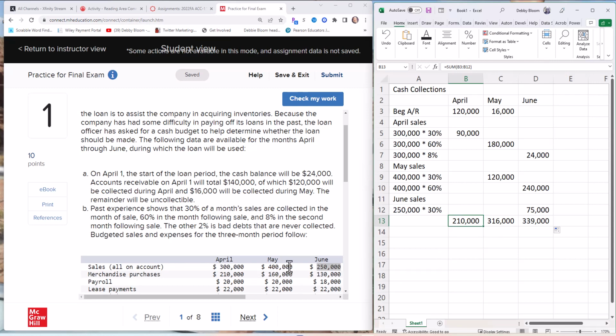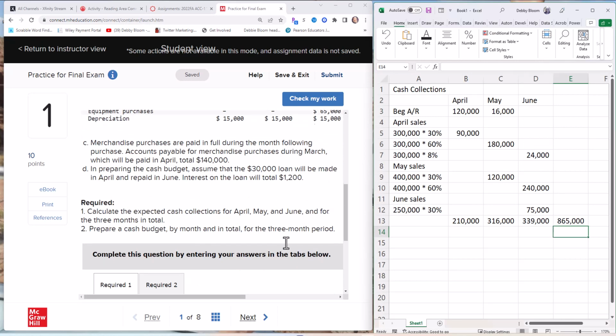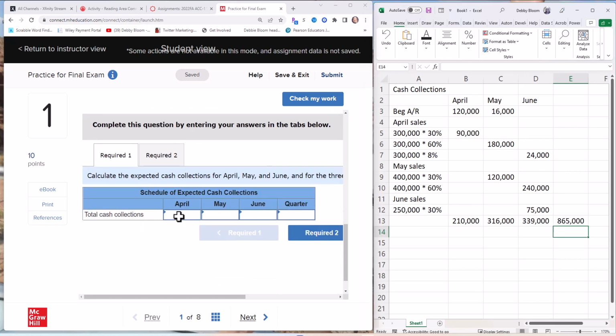Even though May sales are $400,000, we're going to collect $316,000, and June's budgeted sales on account are $250,000. We're actually budgeted to collect $339,000, and the last thing that they asked for was it in total. So I'm going to add up all of those three numbers. Total cash collections, $865,000. So let's put this in.